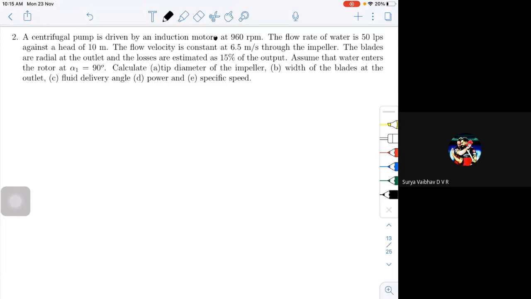What are the things we are supposed to find here? First, the tip diameter of the impeller, that is your outer diameter. If I call 1 the inlet and 2 the outlet, I need to find D2 or tip diameter. Then the width of the blades at the outlet, that is B2. Then the fluid delivery angle, that is your alpha 2. Then the power required, and the last one is your specific speed. So these are the 5 quantities we are supposed to find from this numerical.